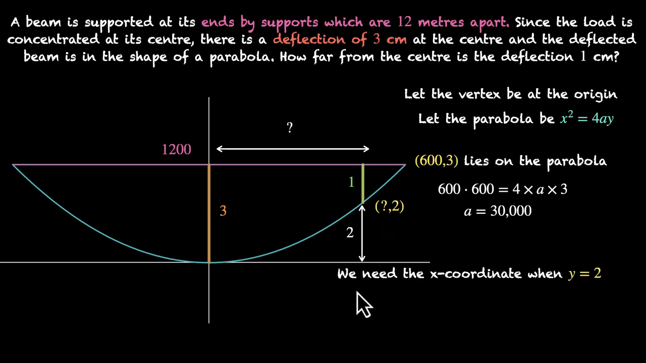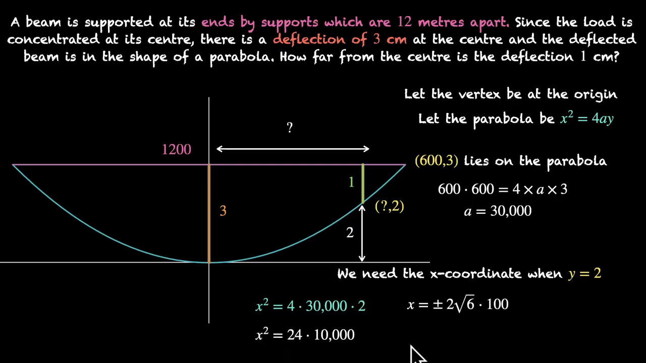We need to figure out what that question mark is. So this is what we have to do. We need the x coordinate when y equals 2 for this parabola. So x squared equals 4 times 30,000 times 2. We're putting y equals 2 here. So x squared becomes 4 times 3 is 12, times 2 is 24, times 10,000. Let's take the square root. x equals root of 24, that's 2 root 6, times root of 10,000, that's going to be 100.